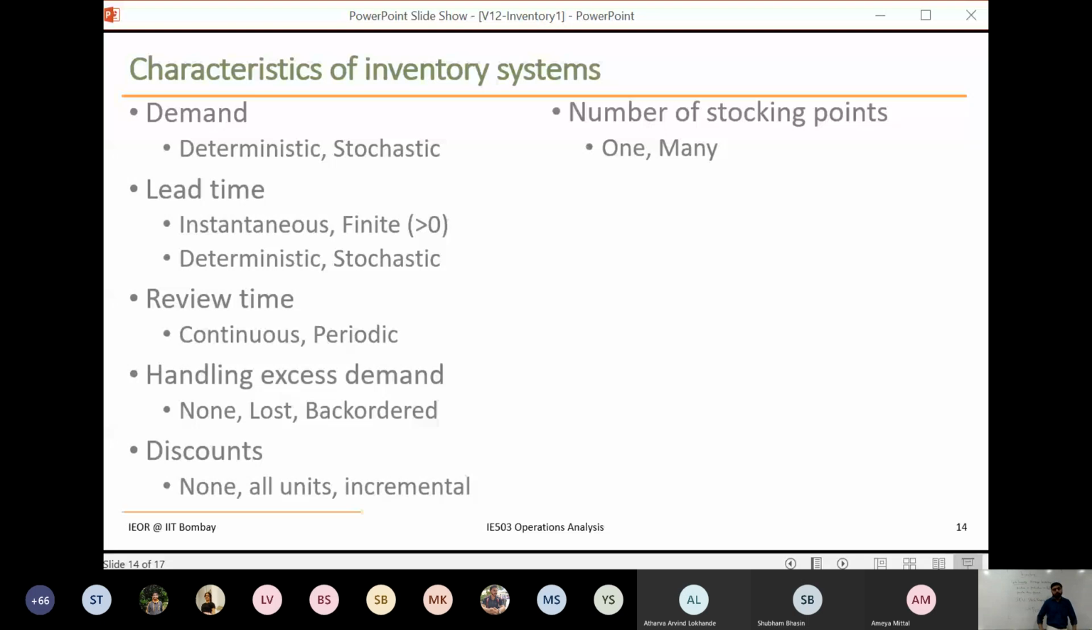Now some other slightly different points, some of which we may not consider in this course. One is the number of stocking points. Typically all the models that we see are going to consider only one stocking point at a time, meaning one location where you manage inventory. If you want to simultaneously manage inventory at multiple locations, then you are already moving into the supply chain domain, which we may not go through in this course.